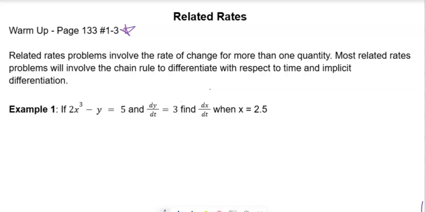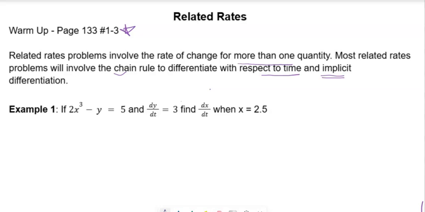So related rate problems involve the rate of change for more than one quantity or variable. Most related rate problems will involve the chain rule to find the derivative. And we're going to often be finding the derivative with respect to time. And because we have more than one variable, we're going to be using our implicit differentiation strategy. So let's try an example that has no context.